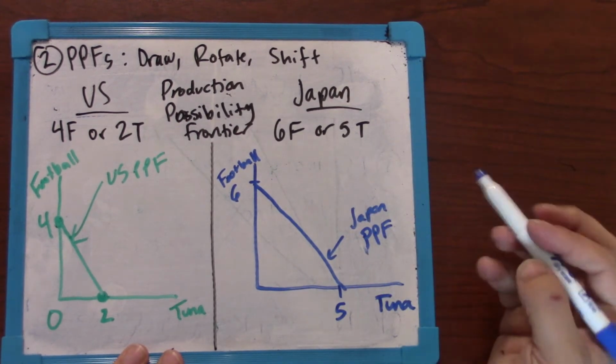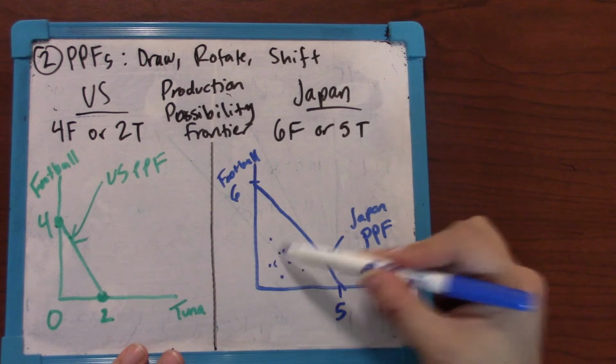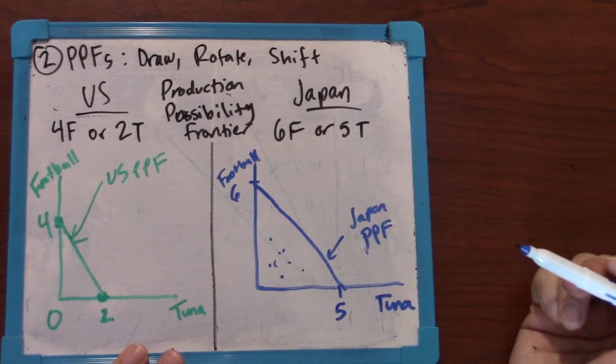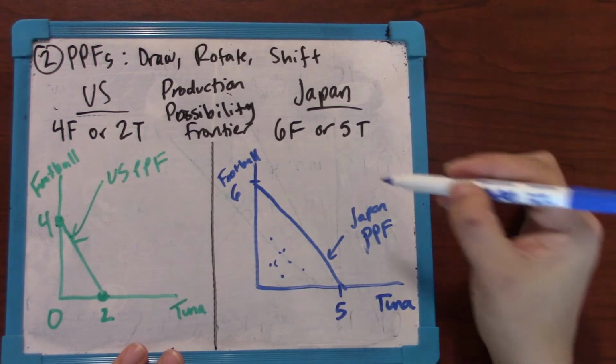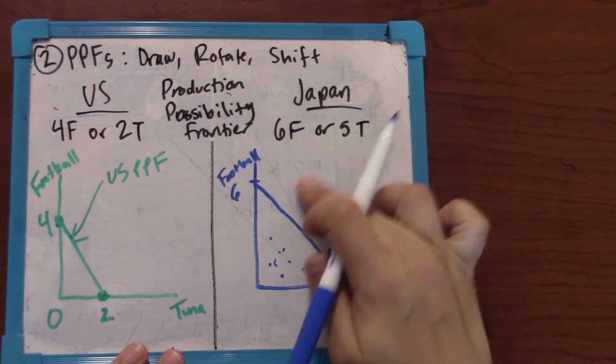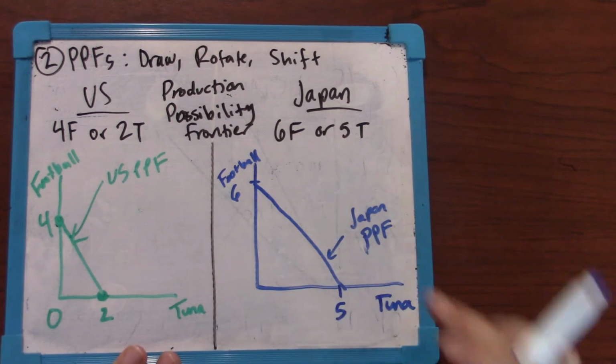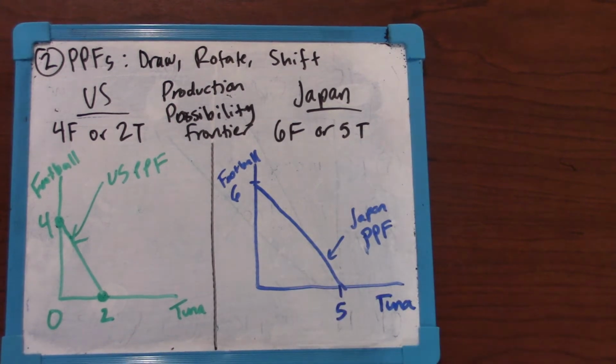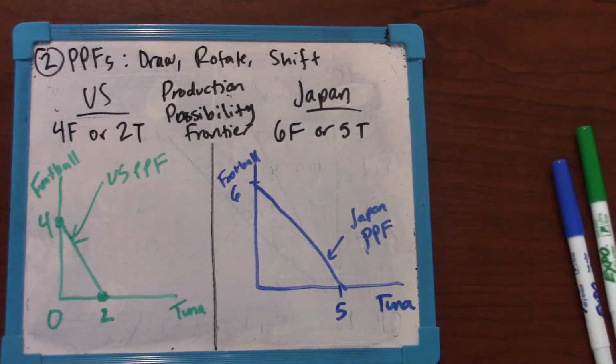Just like a budget constraint, there's going to be some points under here that are possible but inefficient because they're not using all of their resources, and some points out here that are impossible given the resources that they have. Okay, so drawing PPFs, relatively simple. How could they move around?